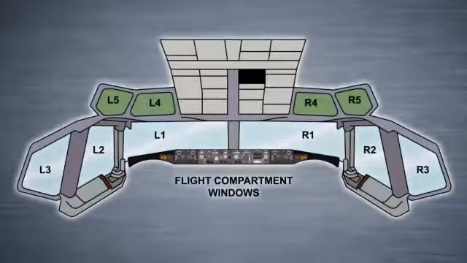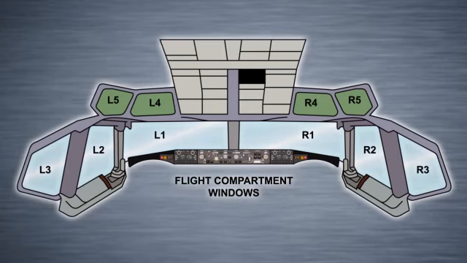The flight deck windows may be heated to increase window impact strength and to prevent fogging and ice buildup. There are 10 flight deck windows on the 737. There are 2 number 1 windows, 2 number 2 windows, 2 number 3 windows, 2 number 4 windows, and 2 number 5 windows.